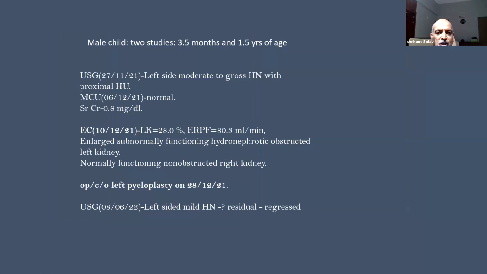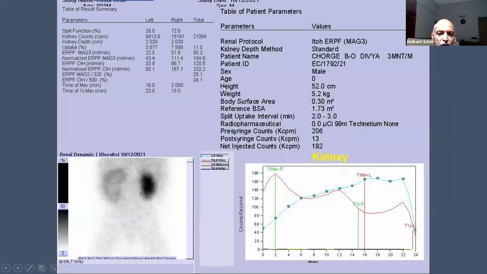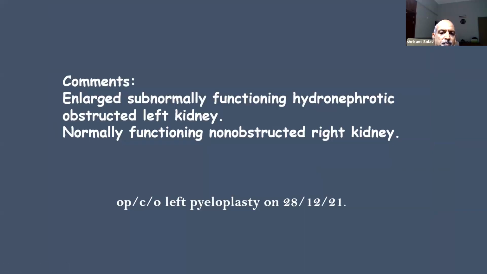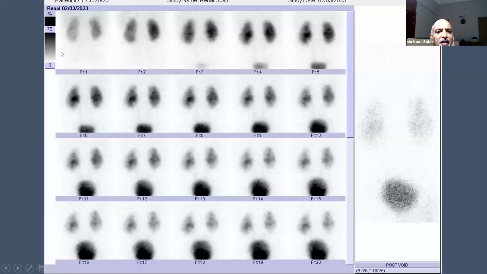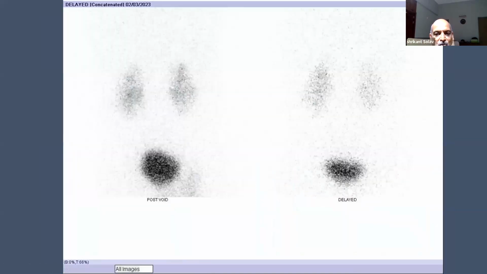Male child, 2 subsequent studies, at 3.5 months of age and 1.5 years of age. That's at 3.5 months. Enlarged left kidney, you can see here, subnormal function, hydronephrotic, and obstructed. And the same patient had pyeloplasty in December. Post pyeloplasty, look at the 2 kidneys. Both the kidneys are equal in size. Functional contribution is almost the same, 45-55. Nice downsloping renogram curve. And absolutely successful, a charm to read a renal scan like this, pre and post pyeloplasty.